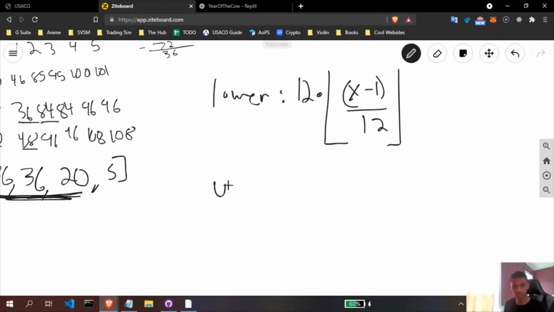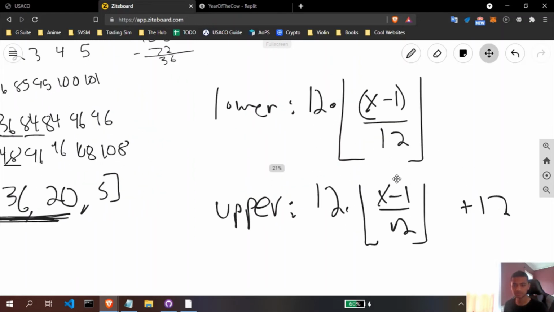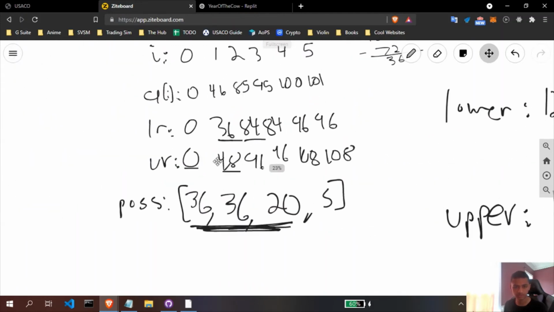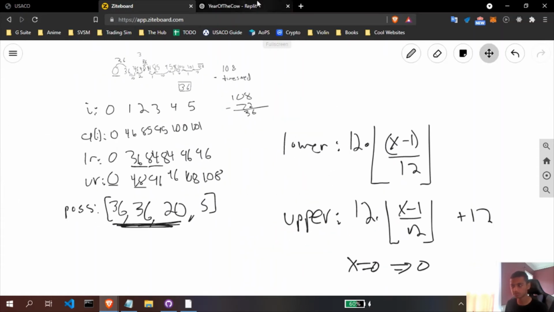And for the upper bound, what we can do is essentially 12 times the floor of x minus 1 divided by 12, and then plus 12. So basically we're calculating the lower bound and then just adding 12 to it. So that's how we can do it. But there is a special case. Let's say x is equal to 0, then we would end up with 12 as the upper bound, even though we just want 0 as the upper bound. So as a special case, if x is equal to 0, then we'll just output 0 as our upper bound. So now that we have the process, we can actually try programming this.